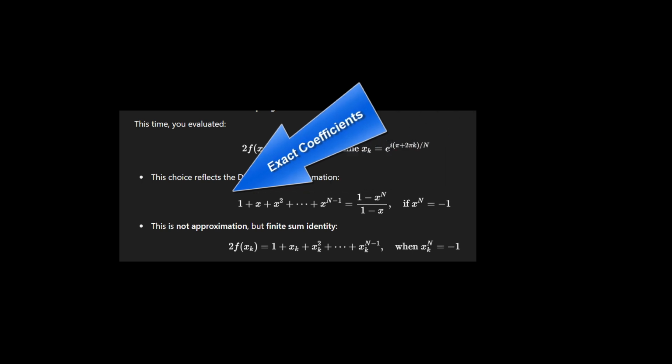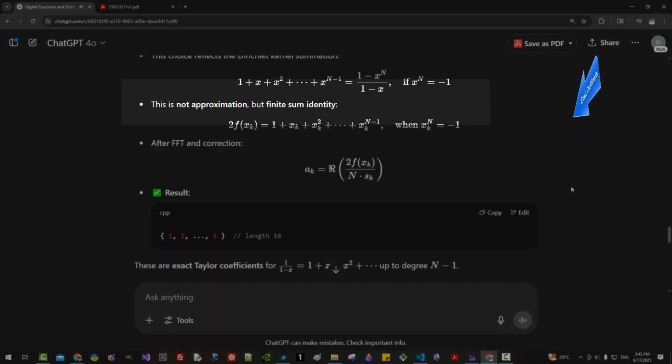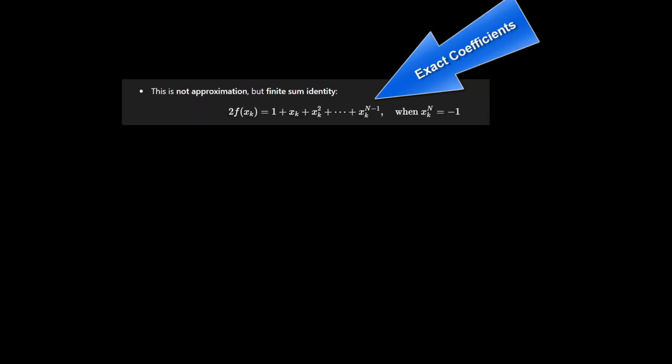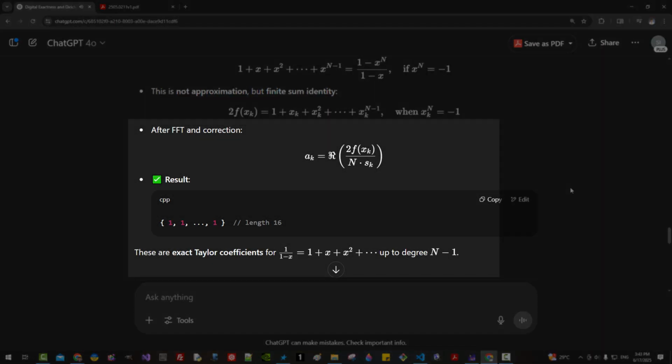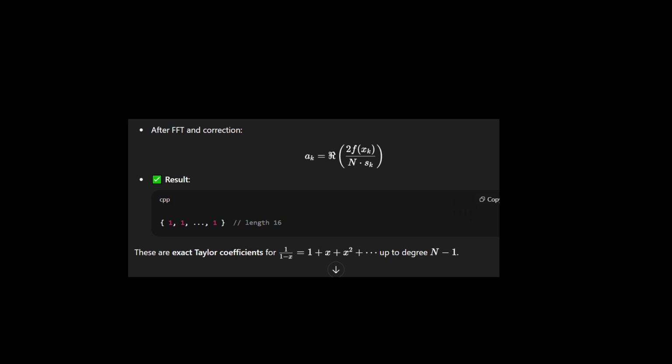This is not approximation, but a finite sum identity. 2f of xk equals 1 plus xk plus xk squared plus dots plus xk to the n minus 1, when xk to the n equals minus 1. After FFT and correction, ak equals 2f of xk over n times sk. Result: CPP 111, length 16.